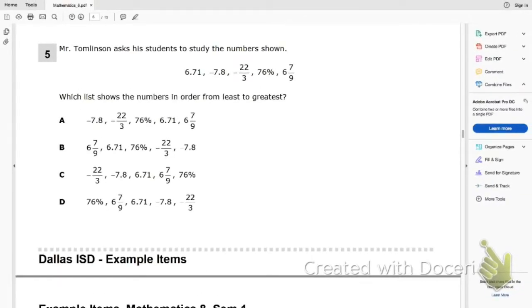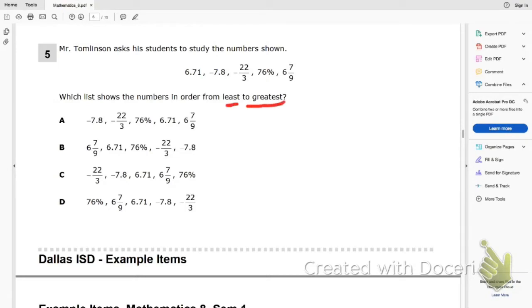On the practice ACP, it says Mr. Tomlinson asked for students to study the numbers shown. You have 6.71, negative 7.8, negative 22 over 3, 76%, 6 over 6 and 7/9. Which list shows the numbers in order from least to greatest?